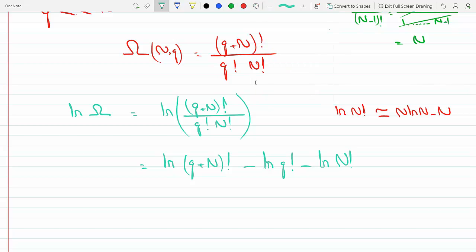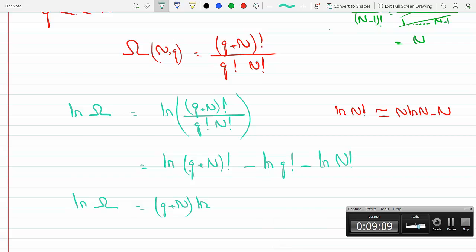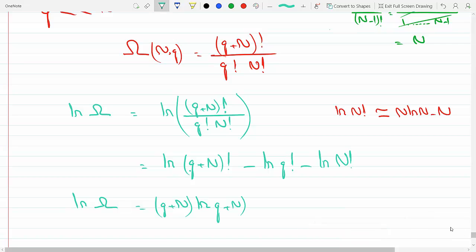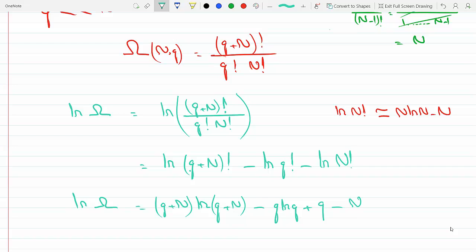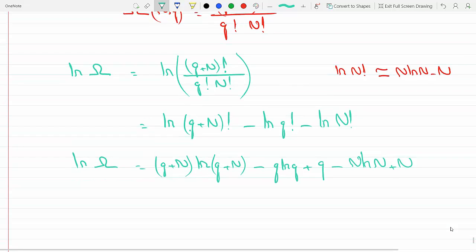So back to the expression. So then I get this. So now in my case, q plus n stands for n in that formula. So this will be q plus n ln (q plus n). Then I will use the same thing on ln q factorial. So this becomes minus q ln q, minus minus becomes plus q. Okay, minus n factorial, n ln n plus n.